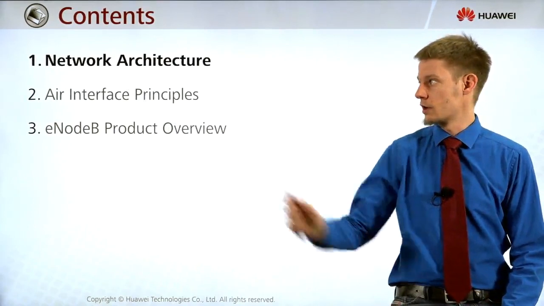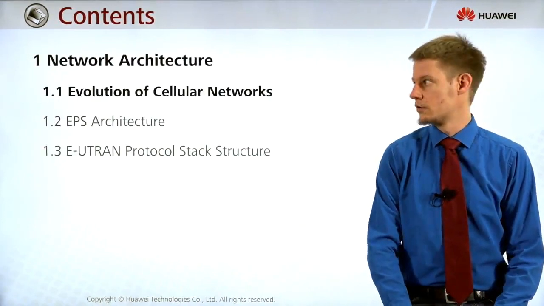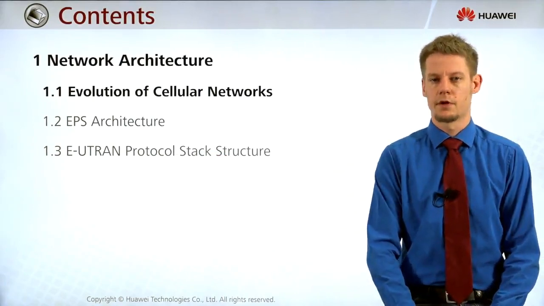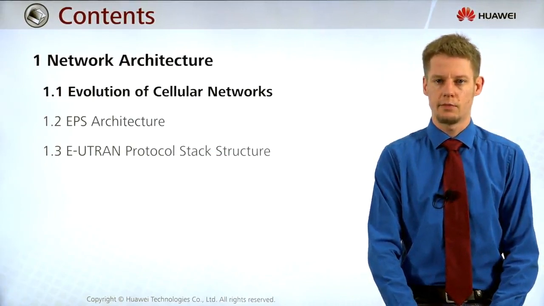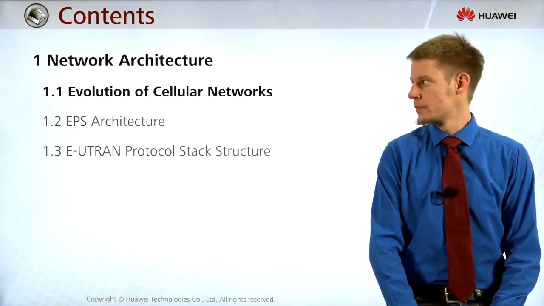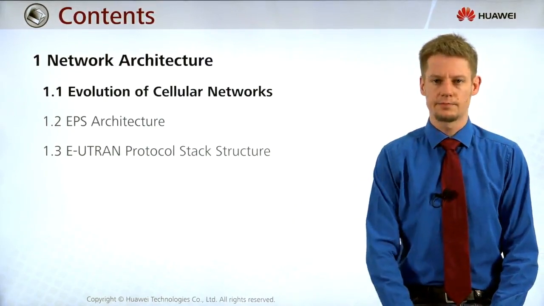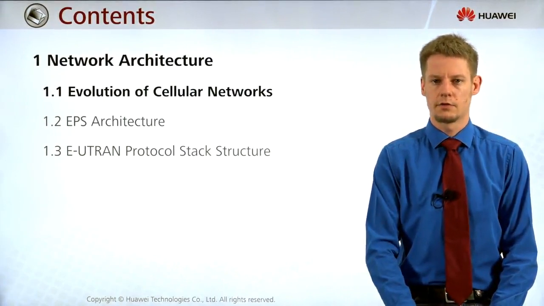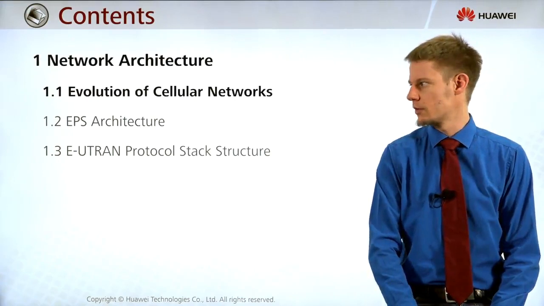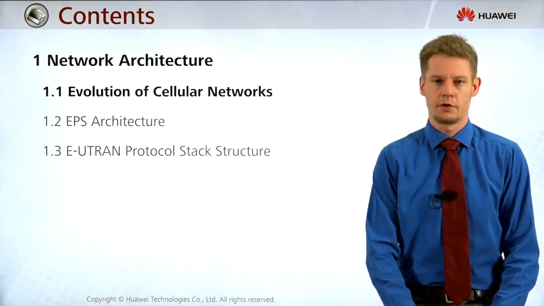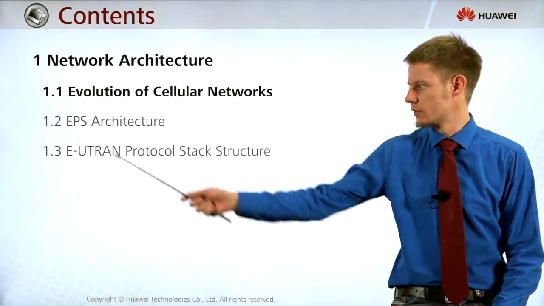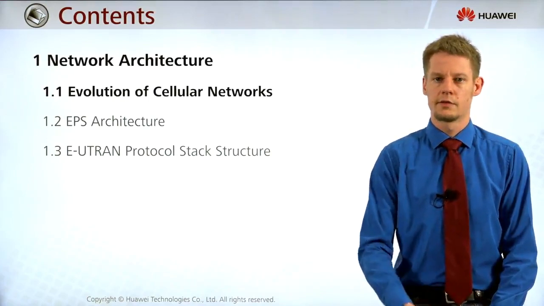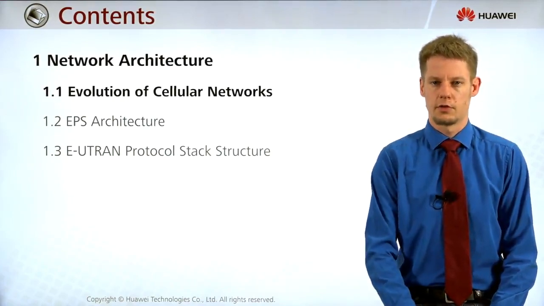So we will start with the network architecture. This chapter again is divided into 3 subchapters. First of all, we will talk about the evolution of cellular networks. How did cellular networks evolve over time since the 1970s? Then we will go to the EPS architecture. EPS depicts the PS core and also the RAN system of LTE. We will talk about this. And the third subchapter of chapter 1 is the protocol stack that is used in the so-called EUTRAN radio system between the stations of LTE, but also between the stations and the core network.